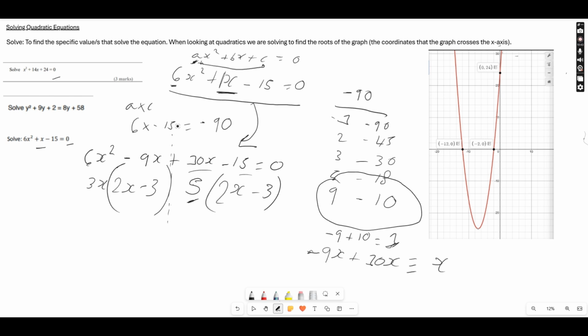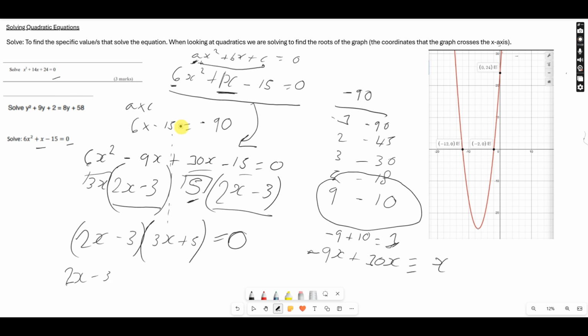So now we've got two brackets. These two together give us 2x minus 3 as our first bracket, and 3x plus 5 as our second bracket. Same as before, we will set each bracket to 0. So 2x minus 3 equals 0, we'll do 2x equals 3, so x is 3 over 2.